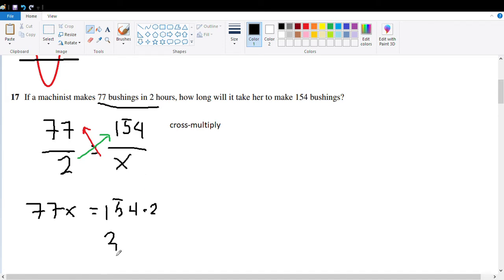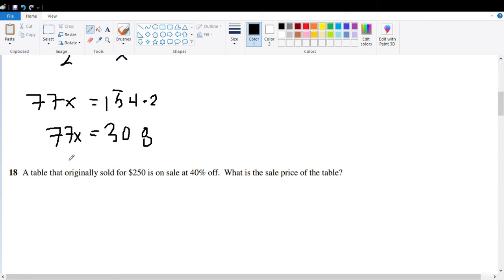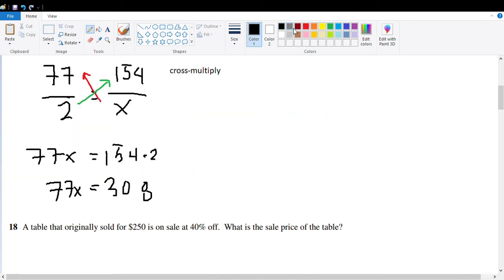$308, so it's going to be 308 is equal to 77x. Now what do we do? What's our next step? We divide both sides by 77.